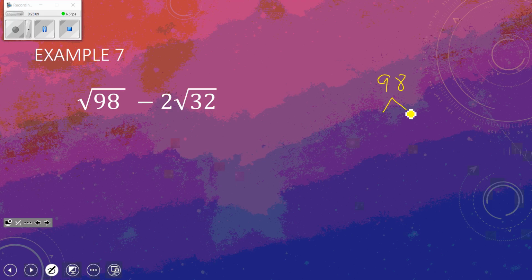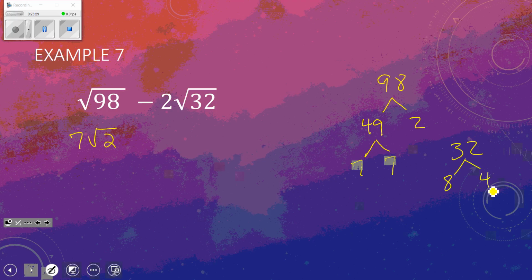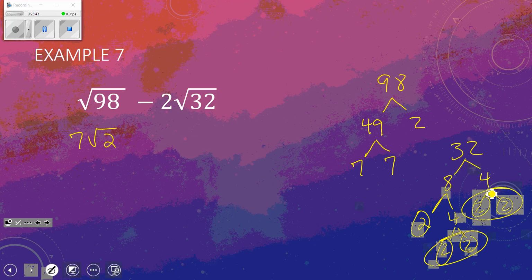All right, so when we break down 98, we get 49 and 2, and we break down 49, so we can circle a group of 7s, and so we have 7 times the square root of 2. Any questions about that? When we break down 32, we can break that down into 8 and 4, and 2 and 2, and 4 and 2, and 2 and 2. So how many pairs of 2's can I circle? 2 pairs, right? And when I take 2 pairs of 2's out, that's going to make how much on the outside? 4, but you got to multiply it with this 2, so that will make -8 on the outside. And then you've got this little baby on the inside still.